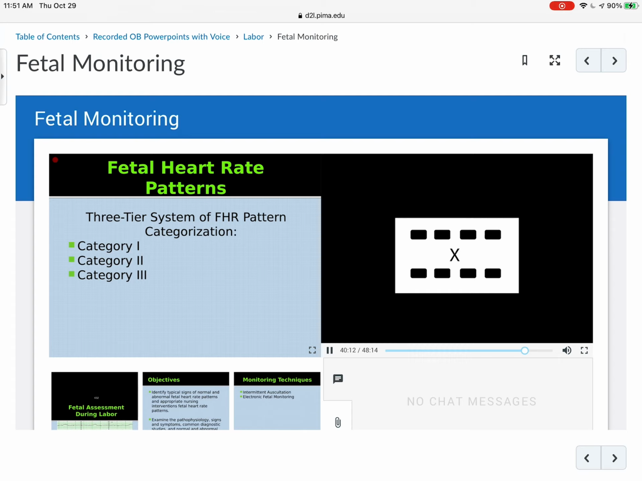Category 2 is like a red light, yellow light. They'd be in the yellow zone. Like, you better do something about it or else. Category 3 is just bad, bad, bad.